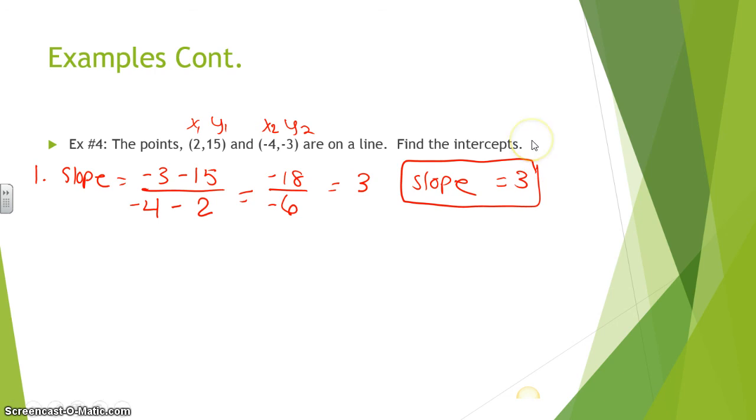Now that I have found my slope, I'm going to use the point-slope form. Set this up using the point-slope form, and then we're going to put it in the slope-intercept form.